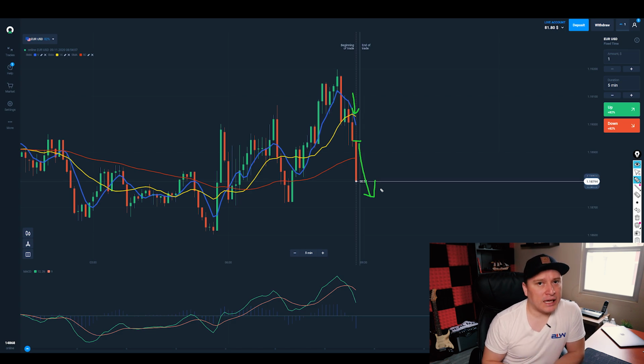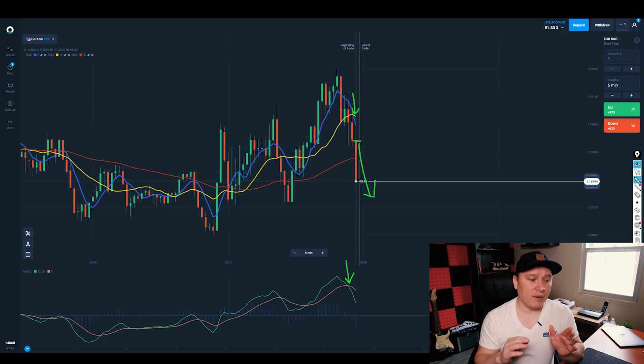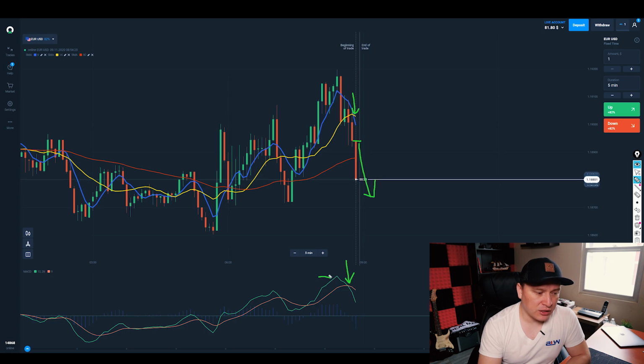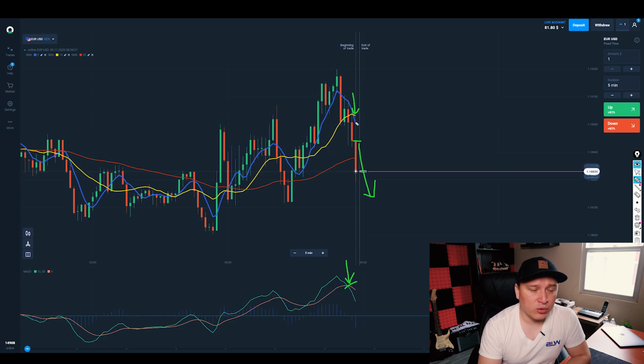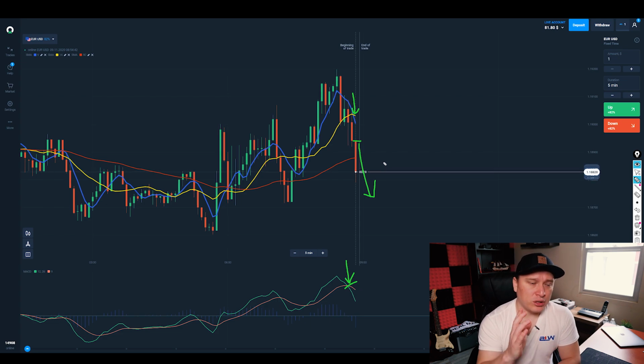Now, before you actually enter that transaction, you do need to have a pre-confirmation. And that pre-confirmation is actually this one right here, which is the MACD crossing the baseline against the signal line. The baseline is actually this green one right here, and the signal line is the red one. So once you see that crossover, then within 1 or 2 candles the moving averages are going to cross. So that's going to give you a pre-confirmation as to when to enter the transaction.